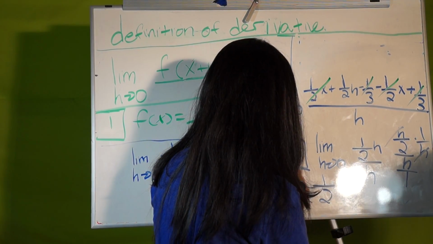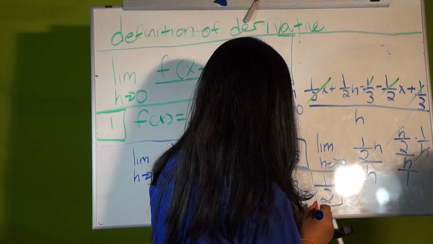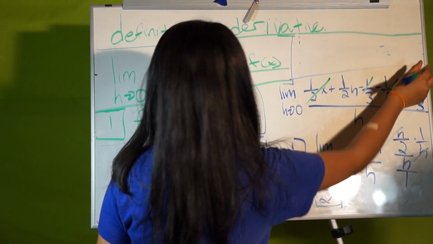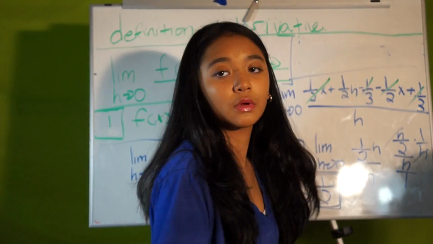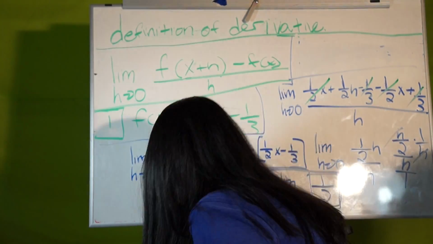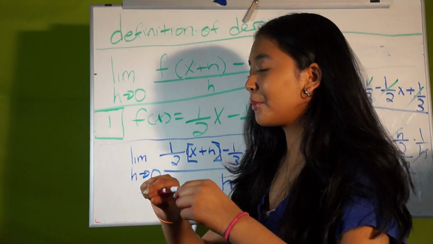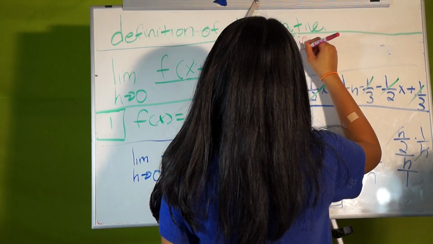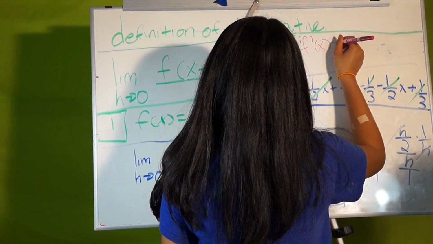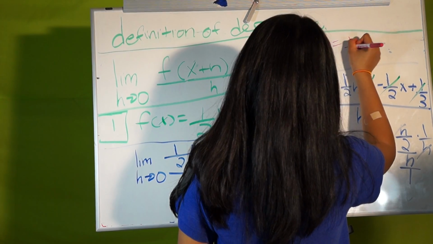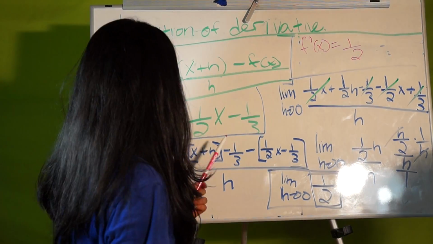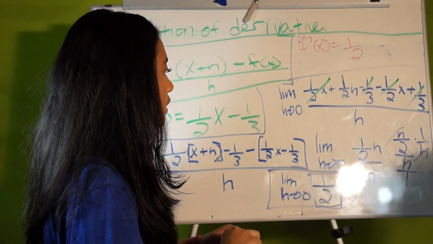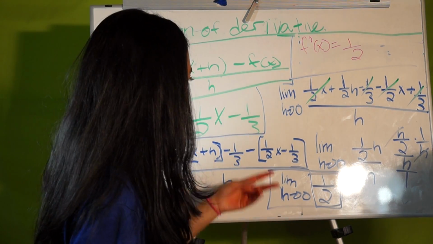Basically, this is your answer, 1/2, because if you do the power rule for this, f prime of x equals, of course, 1/2, and the minus 1/3 just eliminates and turns to 0. So this is how you do it.